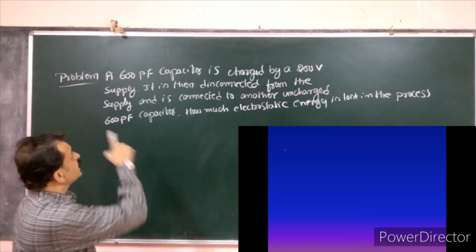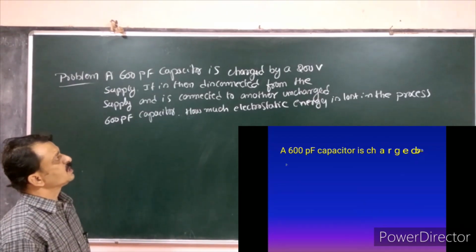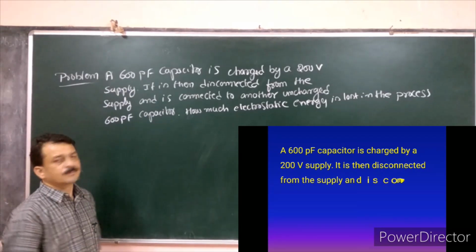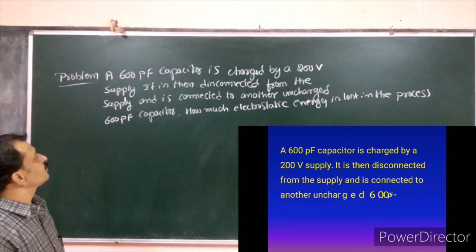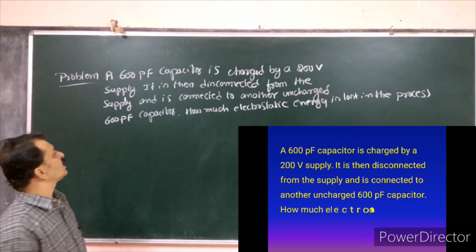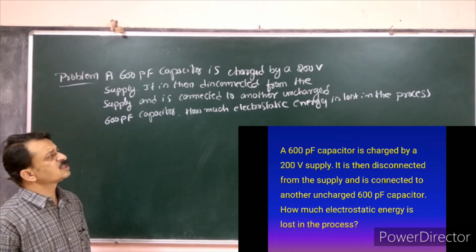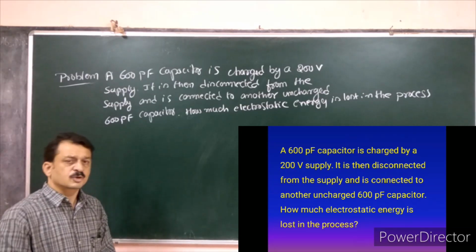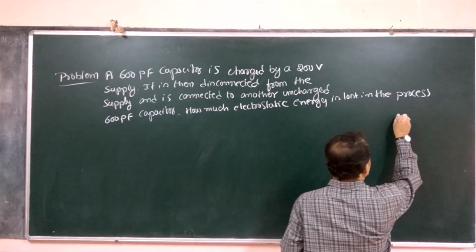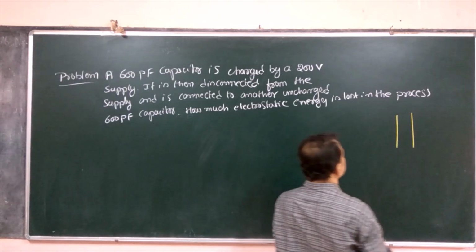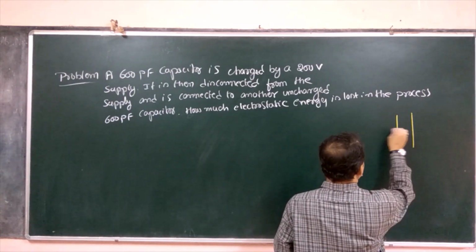Next problem: a 600 picofarad capacitor is charged by a 200 volt supply. It is then disconnected from the supply and is connected to another uncharged 600 picofarad capacitor. How much electrostatic energy is lost in the process? Now look here, we have a capacitor of 600 picofarad. It is connected to a supply and charged.